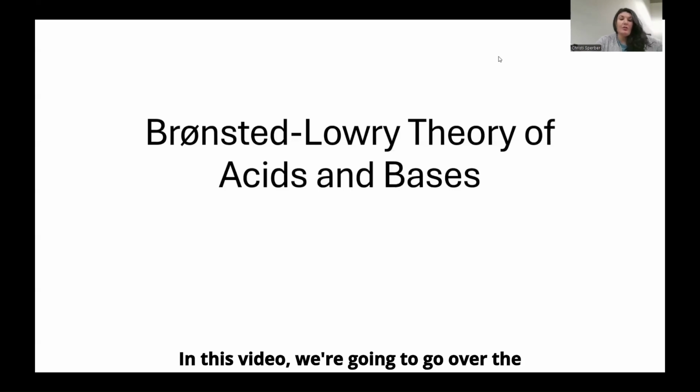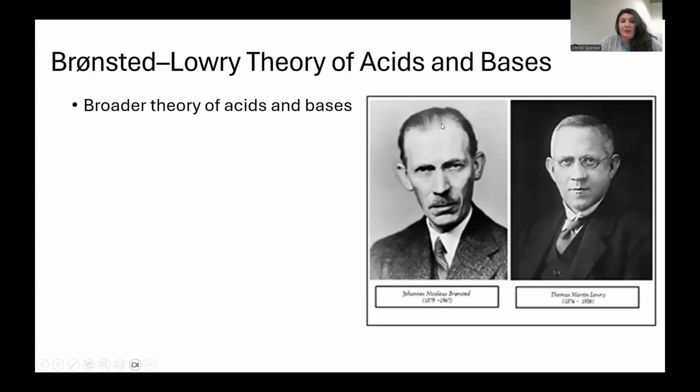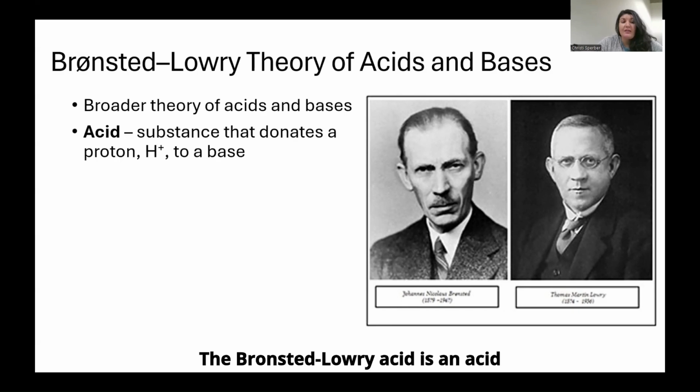In this video, we're going to go over the Bronsted-Lowry theory of acids and bases. The Bronsted-Lowry theory of acids and bases is a broader theory than the Arrhenius acids and bases. A Bronsted-Lowry acid is a substance that donates a proton, a hydrogen, to a base. The Arrhenius acid is a substance that produces hydronium ions in aqueous solution.